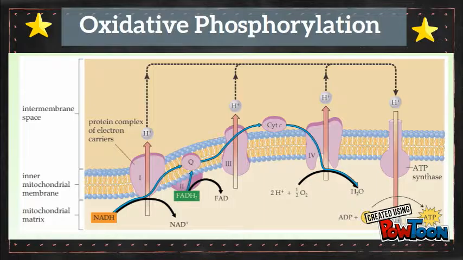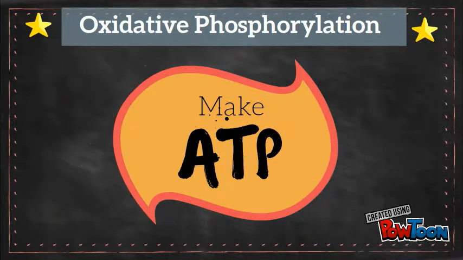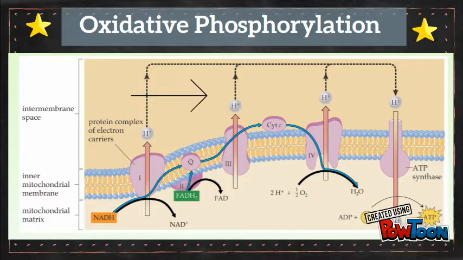The third step of aerobic respiration is oxidative phosphorylation. This takes place in the inner mitochondrial membrane. The point of phosphorylation is to create ATP. In the electron transport chain, H+ protons are pumped above the electron transport chain and into the intermembrane space.